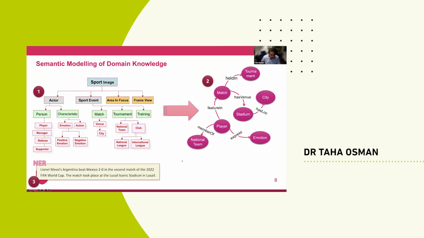So for example, this is an extract from a comment about a match between Argentina and Mexico in the previous World Cup. And here you can see that we can infer and associate Lionel Messi with the player concept, associate Argentina with the national team that he plays for, associate the FIFA World Cup with the tournament that this event is about, and associate Lusail, if you like, with the stadium in which the match was played, and then Lusail can be inferred to be in Doha, and Doha is a city in Qatar.